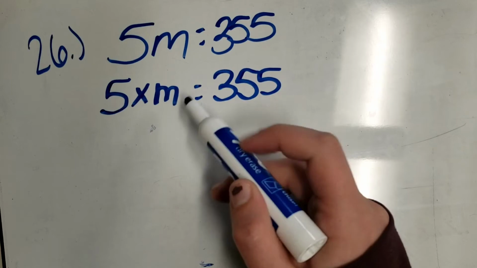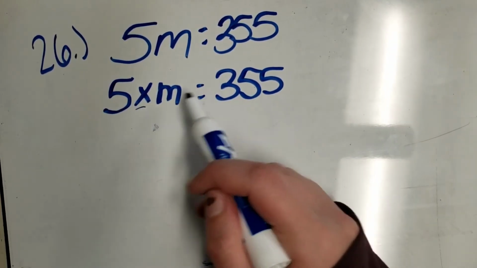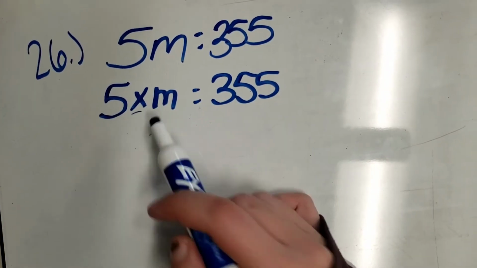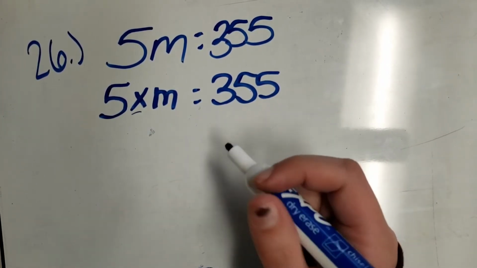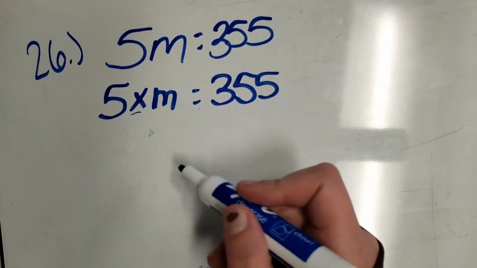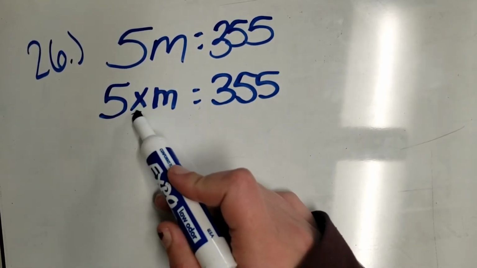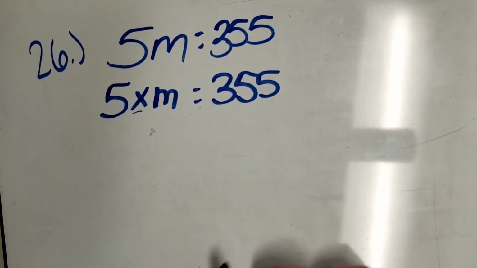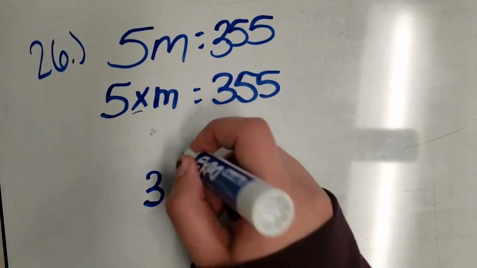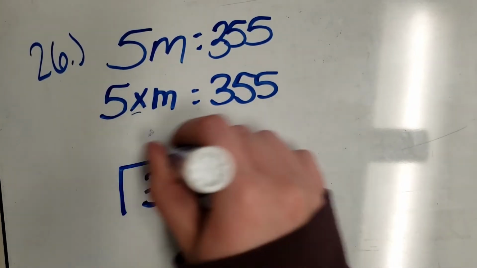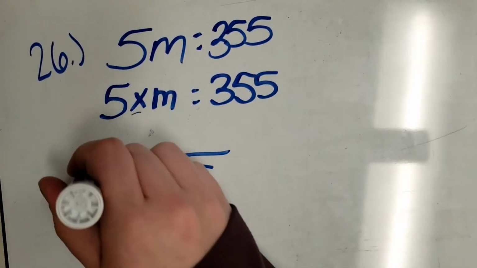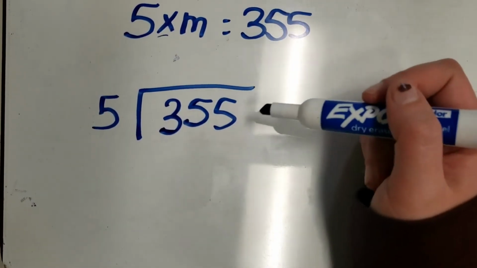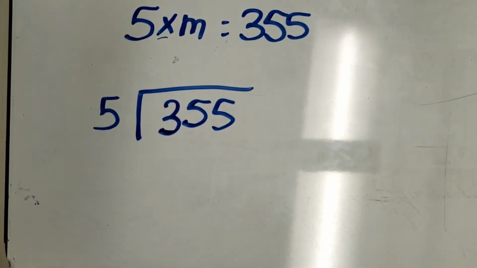Now to figure out m, we have to undo this multiplication because this is our answer, this is our total. We got to figure out what this is. So same as we do with adding and subtracting. If it's adding, we subtract. If it's subtracting, we add usually. We have to do the opposite of multiplication, which is divide. So we put 355 on the inside of our house and 5 on the outside. So I don't know if we've divided by 3 digits yet, but here we go.